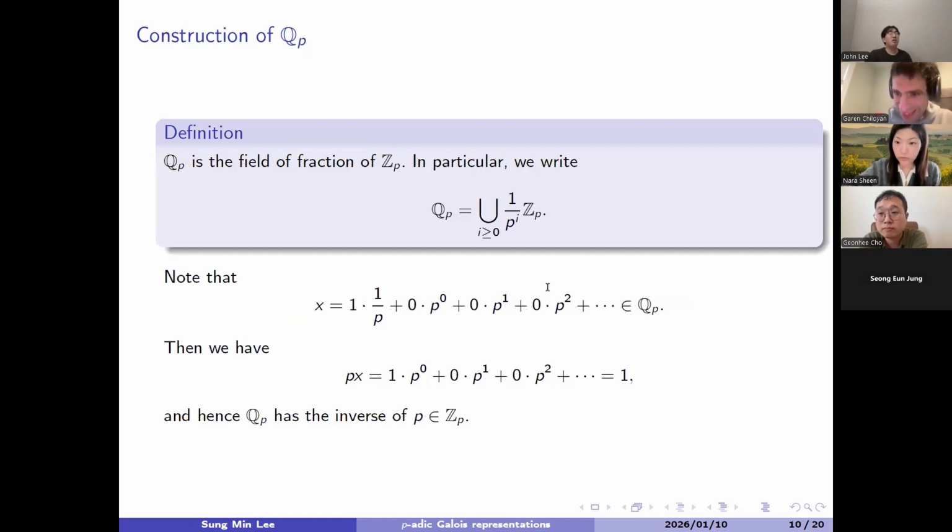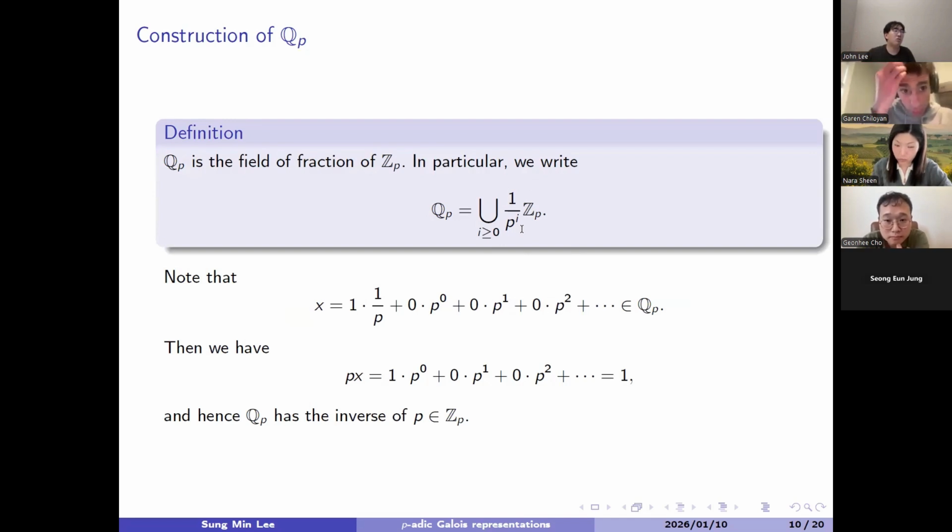And yes, what is Qp? Qp is the field of fractions. As we mentioned a little bit ago, Zp is not a field, because p is there, but we can define Qp so that it's closed under multiplication and division by making it the field of fractions. How do we do it? We just put 1 over p squared, 1 over p cubed, and everything like that, and take an infinite union like this.